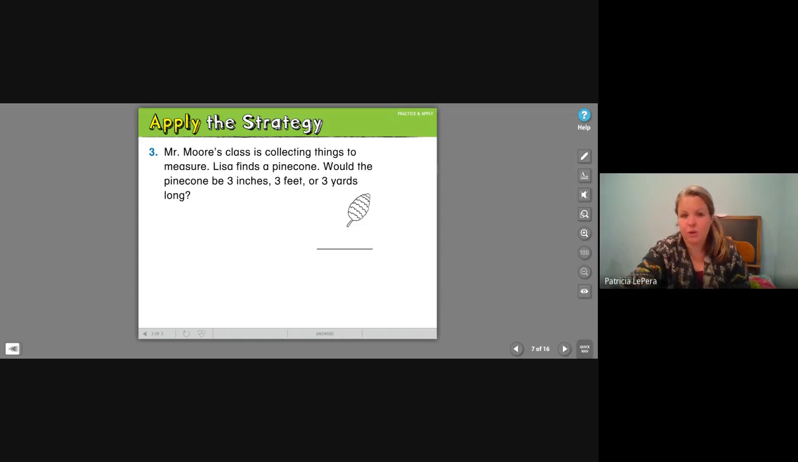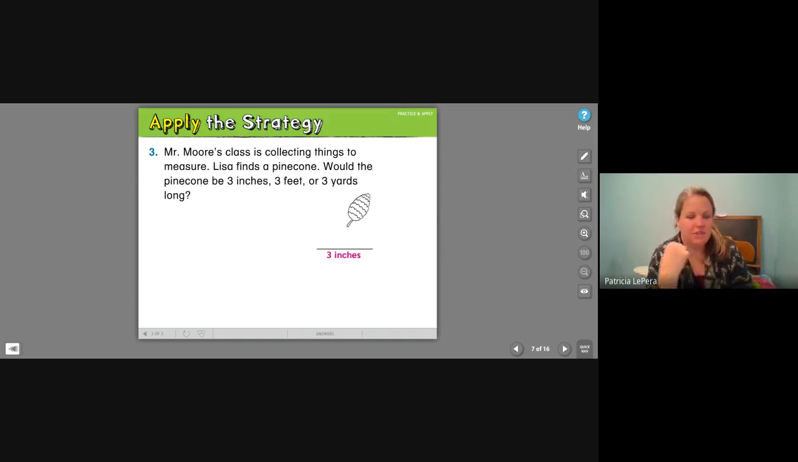So let me use my tool to show you. Would the pine cone be about 3 inches, which is from one finger to the other? 3 feet, which is 3 lengths of my ruler, or this, okay, this is 3 feet long, or 3 yards long, 3 lengths of the yardstick. Okay, I'll give you a second to take a guess. Think about it. Pine cones, we find them out in the yard, find them on the playground. Hopefully you wrote your choice. And the answer is 3 inches.